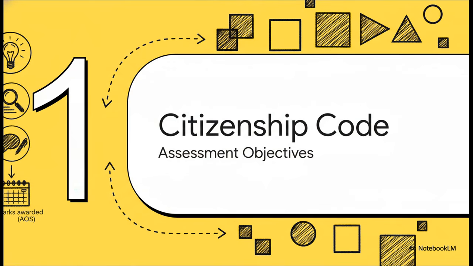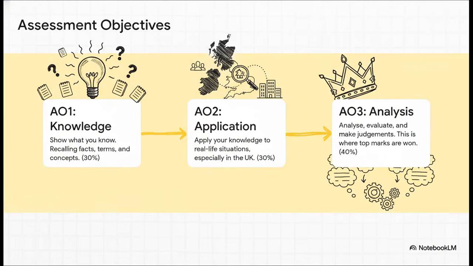Okay, first things first, we have to understand the rules of the game. Every single mark you earn is for showing one of 3 specific skills. The examiners call these assessment objectives, or AOs for short. It breaks down just like this. AO1 is all about showing what you know, your facts, your keywords. That's 30% of your total GCSE. Then you have AO2, which is about applying all that knowledge to real-life situations, especially in the UK. That's another 30%.